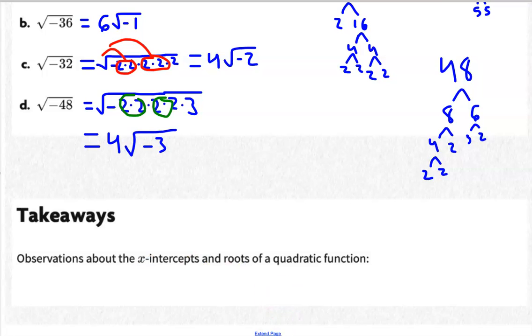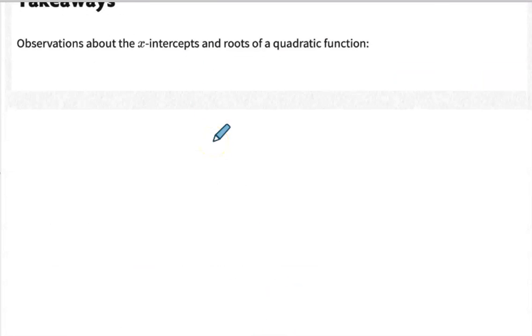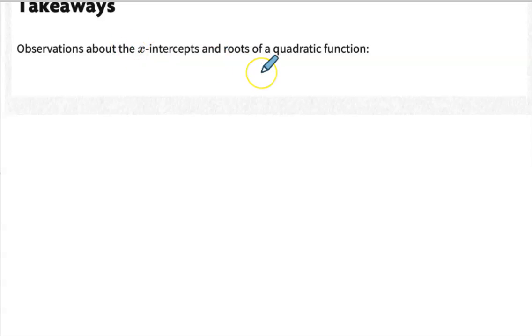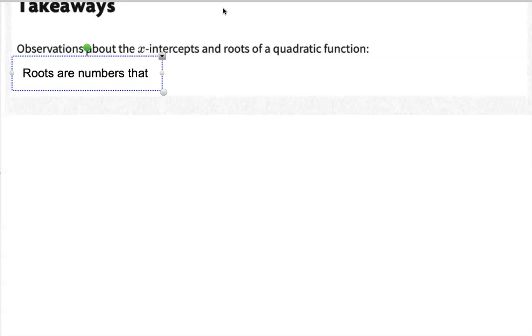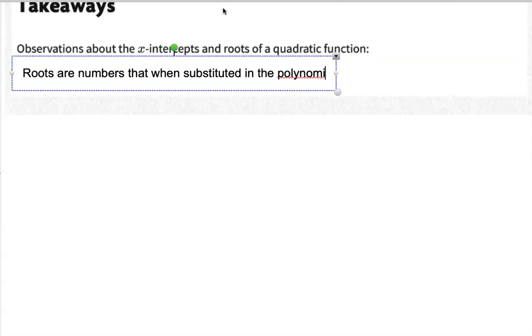So we have some takeaways we want to write out just to kind of summarize what we looked at in lesson 4. So observations about the x-intercepts, right, where it crosses the x-axis, and the roots of a quadratic function. So first thing I want you to do, just to remind us of what a root is, I'm going to say that roots are numbers that, when substituted in the polynomial, make it 0. Okay, so if I plug in that number, I end up getting 0.